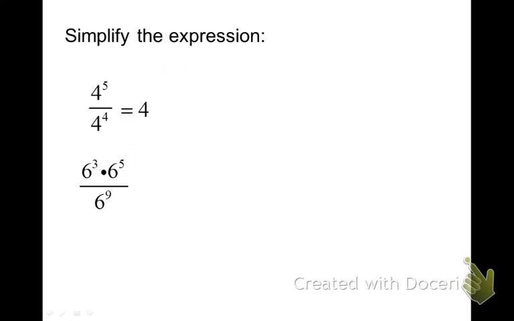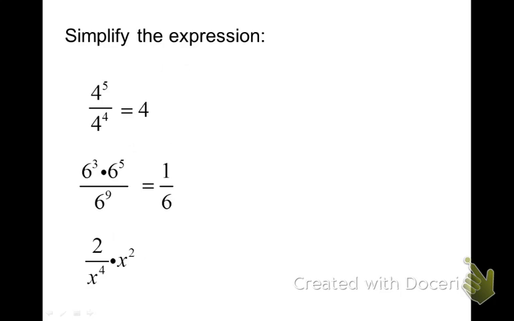Again, combining rules, in the numerator, we have multiplying like bases. So the numerator becomes 6 to the 3 plus 5, and the denominator is 6 to the 9th. So we end up with taking the 8 from the numerator down to the denominator and subtracting it from the 9. And that's why it becomes 1/6.